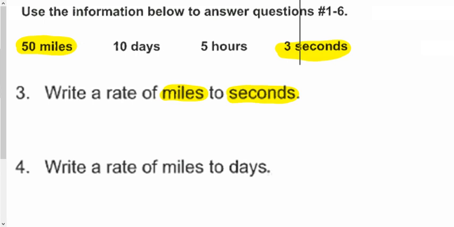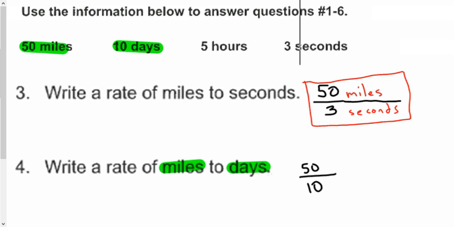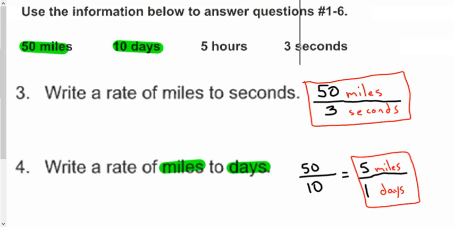So miles to seconds, that'd be 50 over 3. Stick that in the fraction box, and it does not simplify any further, so you just go ahead and label it 50 miles over 3 seconds. Write a rate of miles to days, and that would be 50 miles over 10 days. That does simplify that down to a 5, so stick a 1 under it, and don't forget to label miles to days.